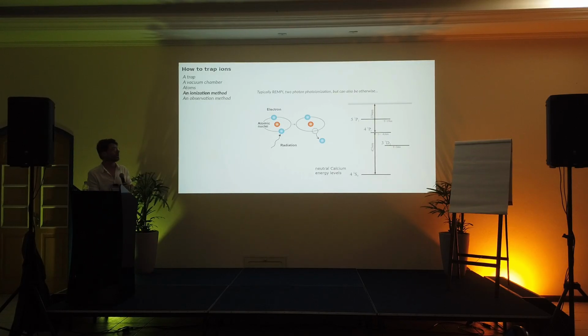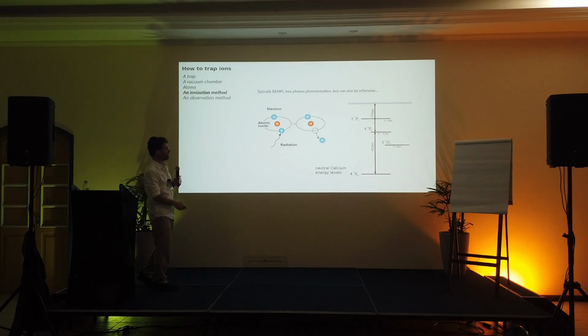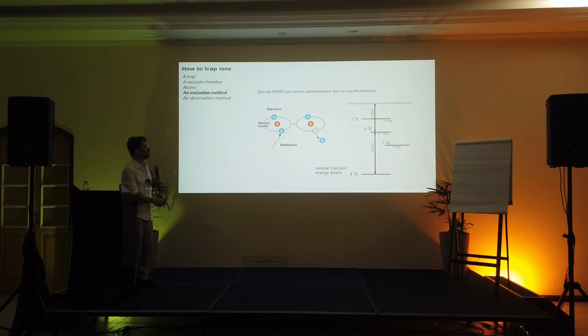And the modern way of doing it is through a process called resonance enhanced multi-photon ionization. So basically you have, this is the energy level for neutral calcium. You do a more than one step process. This is a two-step process where you first excite one of your valence electrons from the ground state to an excited state in a resonant way, and then you excite it from there to the continuum, basically ejecting this electron out of your atom, which is turning into an ion.